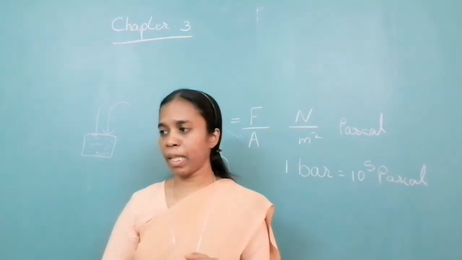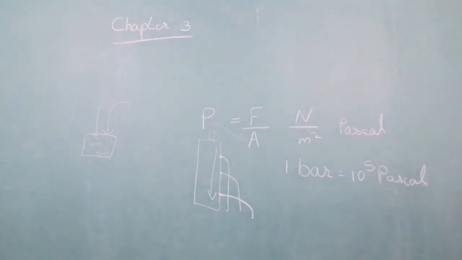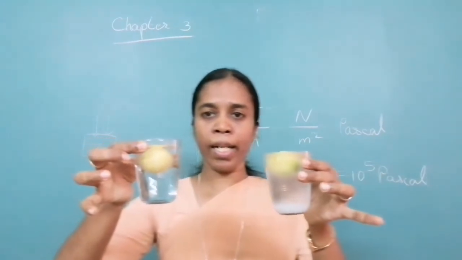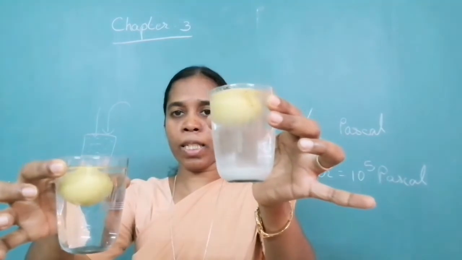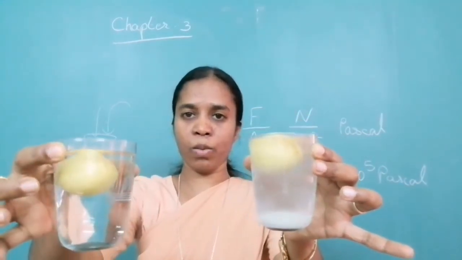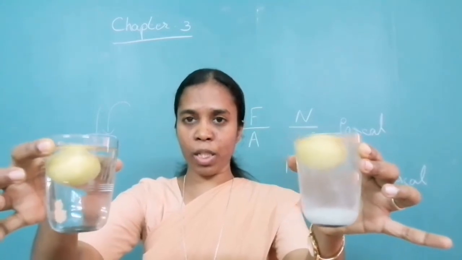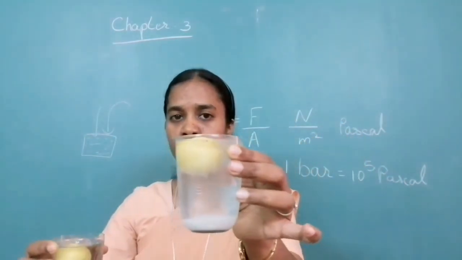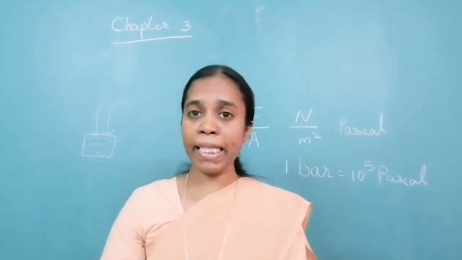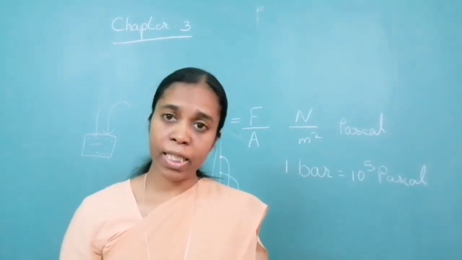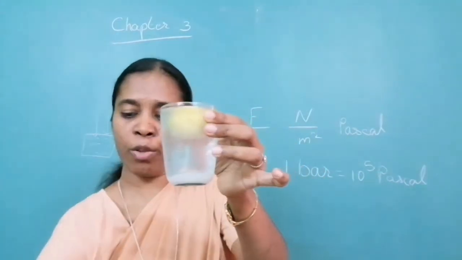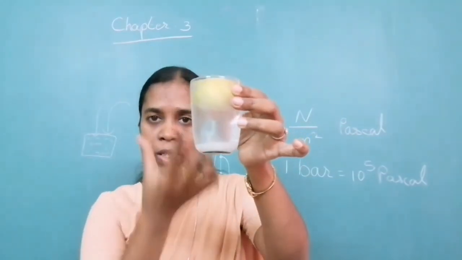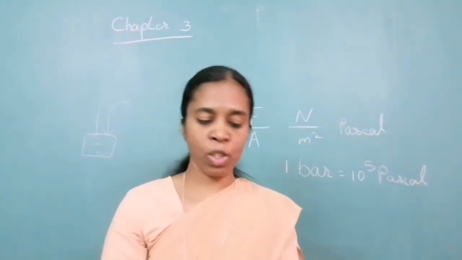We also have an example. I have taken lime. It may not be so visible to you, but if you look at it, you can see that in this one the lime is higher than in this. The difference in these two is I have put some salt in this liquid. When the salt is there, density is more. And when density is more, buoyant force also is more. So you can see the buoyant force, that is the force applied by the liquid towards the lime, is more. That is why the lime is floating.